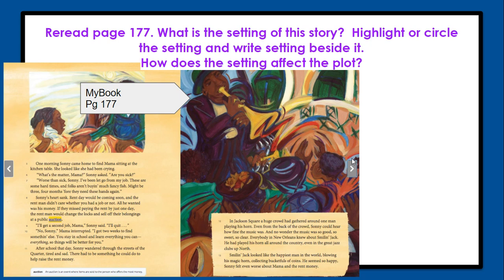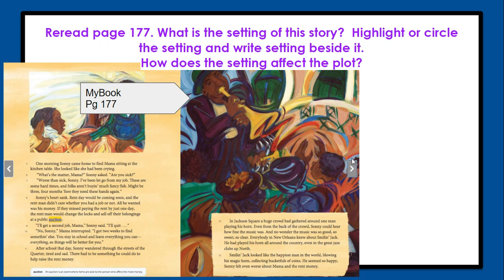Well, the setting affects the plot because we know that the story takes place in New Orleans at a time when events like this were common. New Orleans is very much known for its musicians, its jazz musicians, and it was very common during this time period for there to be musicians performing outside on the streets and in the parks, just performing out there for free. Maybe they have like maybe a hat for people to throw coins or money in.